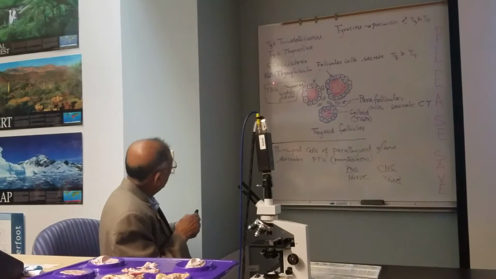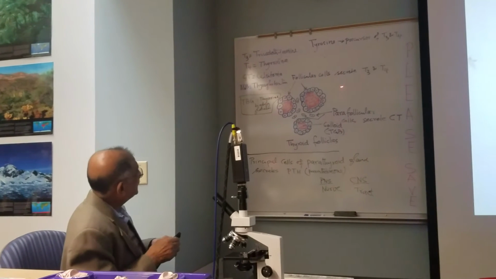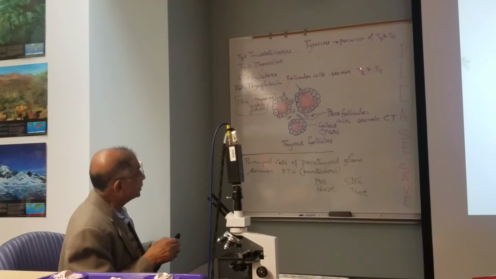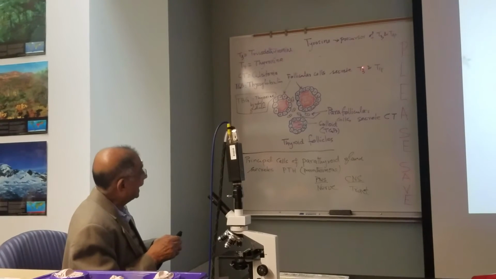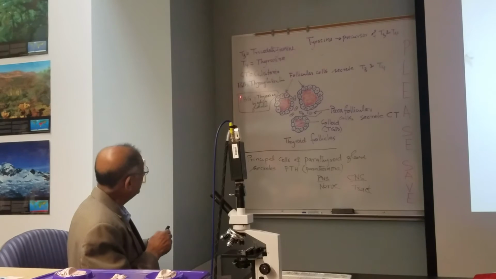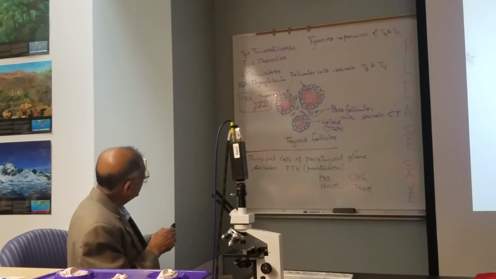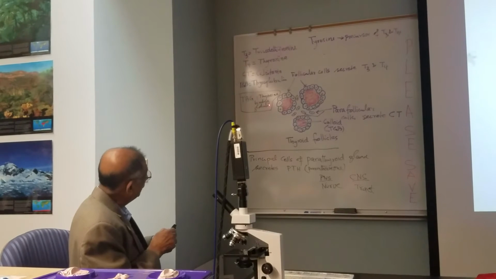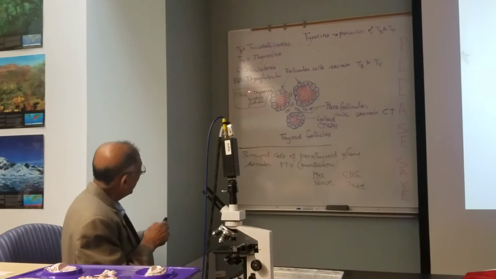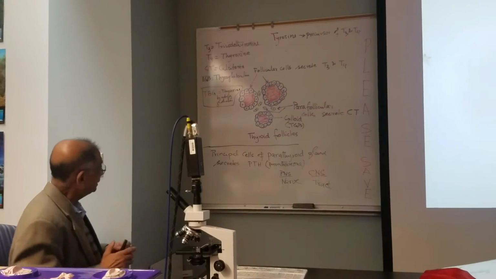Now, I have written down another protein name because these T3 and T4 are not soluble in water, not soluble in blood, and they are transported by blood, by a transporter protein called TBG. TBG is thyroxine binding globulin. You will learn that in lecture about TBG.